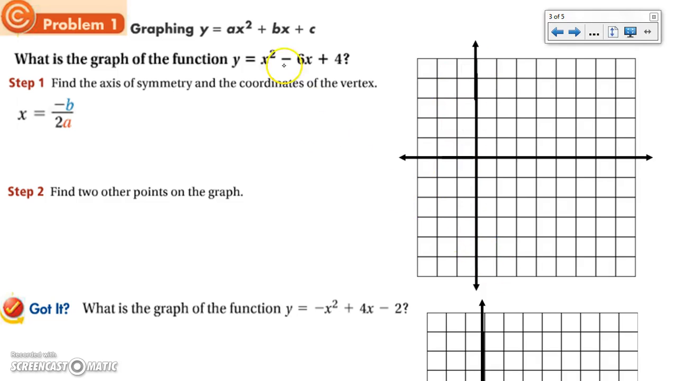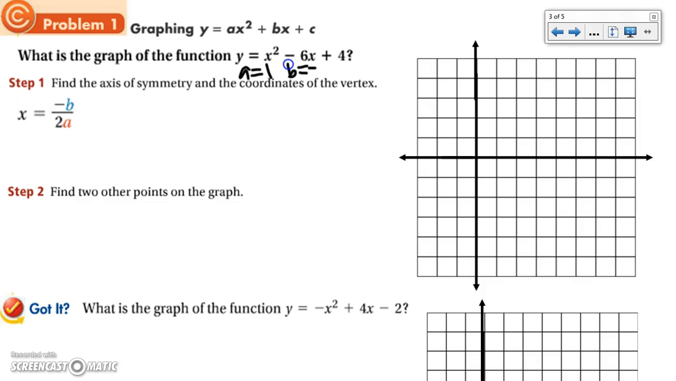Because we do have a b value here, that affects the graph, as Mr. Isles said. So you have to actually use this equation that we just talked about to find the x-coordinate of your vertex. Using these values, we all know how to identify a, b, and c. The number in front of your x squared is a, which in this case is 1.